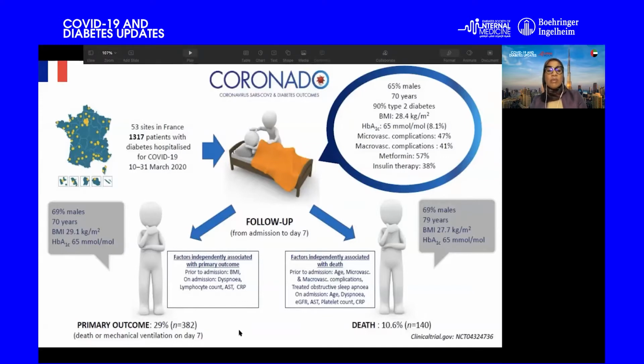And what they actually demonstrated was the factors that were independently associated with, say, the use of mechanical ventilation at day 7 was the patient's BMI. So the higher the BMI, the more likelihood that the patient might end up on mechanical ventilation. And then the factors that were independently associated with death were those that had diabetes who are elderly and had evidence of both micro and macrovascular complications.